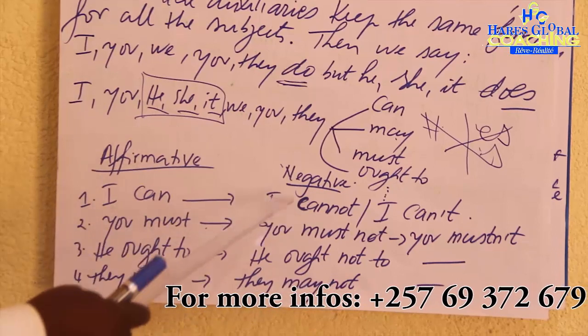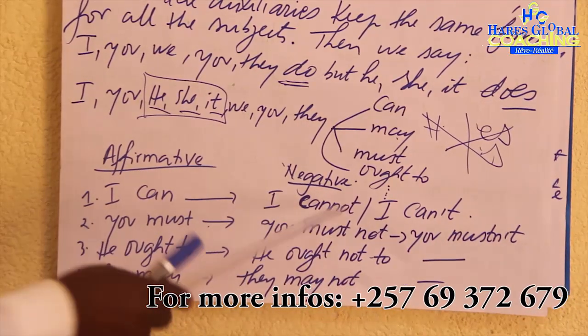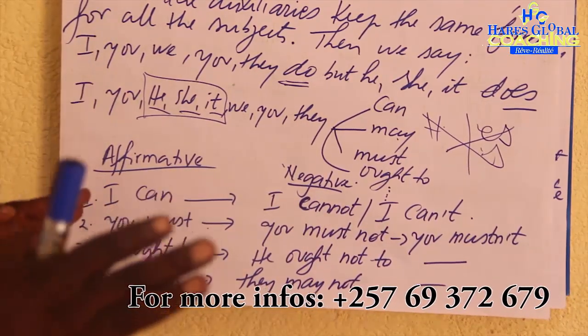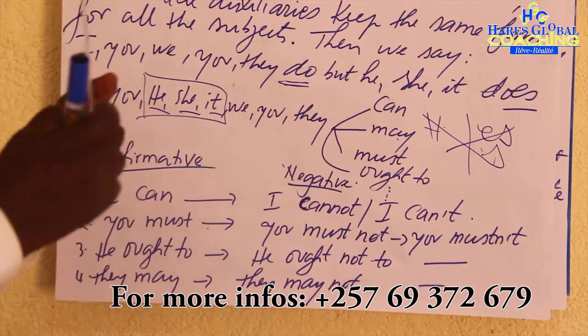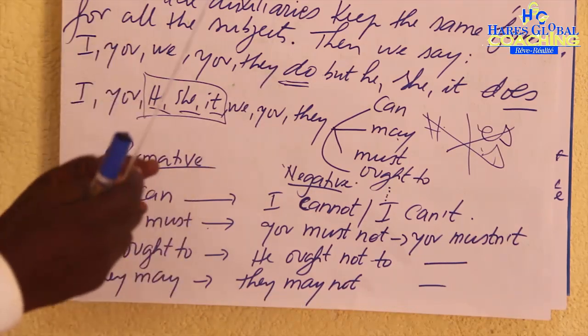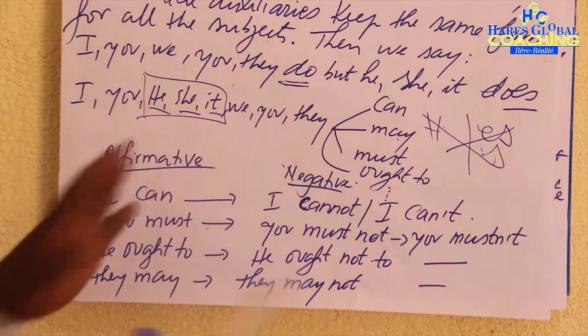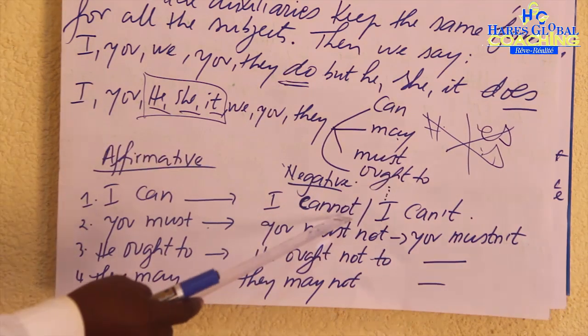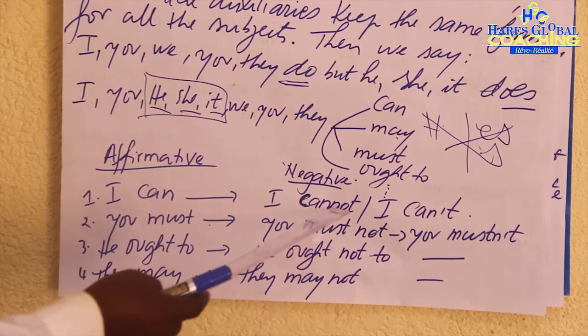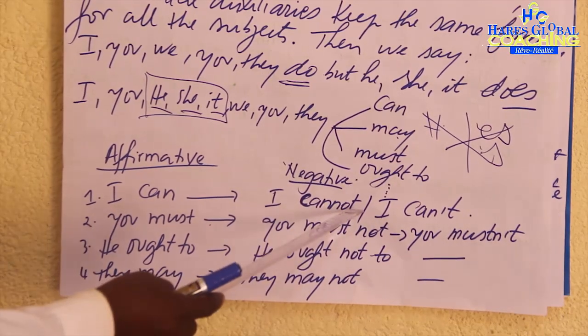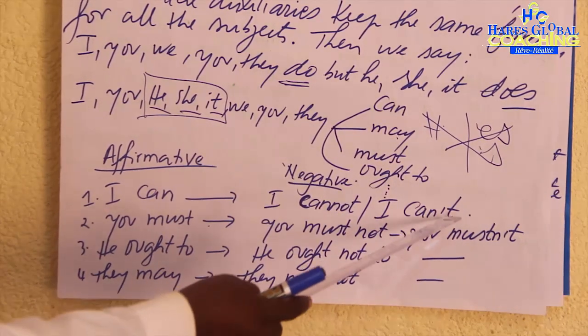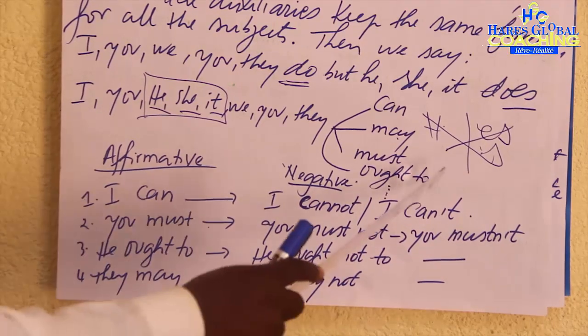In the negative, we say I cannot, with double N, connected, not separate. It is written in a connected way. They are connected, they are joined together. Some write this separately, but it is not correct. We have to connect. The double N are connected. I cannot. Or if it is contracted, you say I can't.